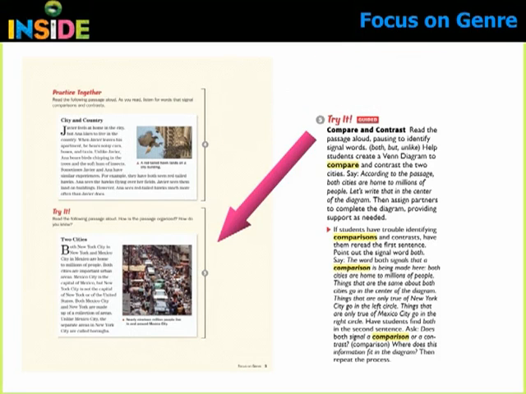Next is the guided practice in the Try It section, where students apply what they've learned as you provide support as needed. Notice the red arrows under the Try It section on the right? This is on-the-spot corrective feedback. These are tips for modifying instruction when students need additional support, and they are built right into the lessons in Insight.